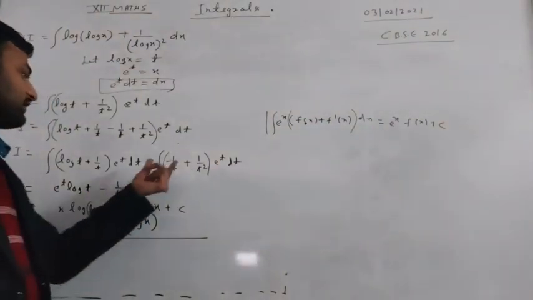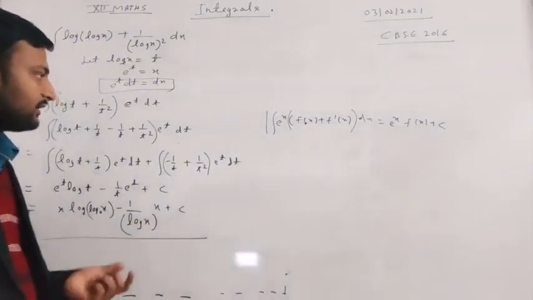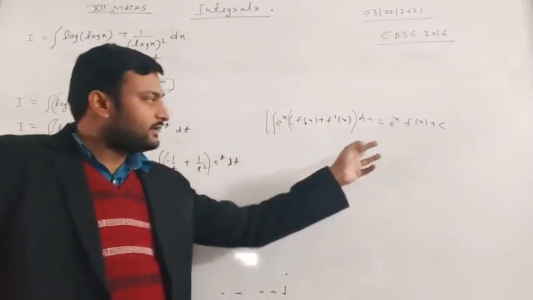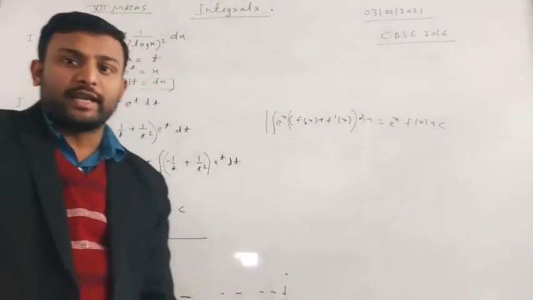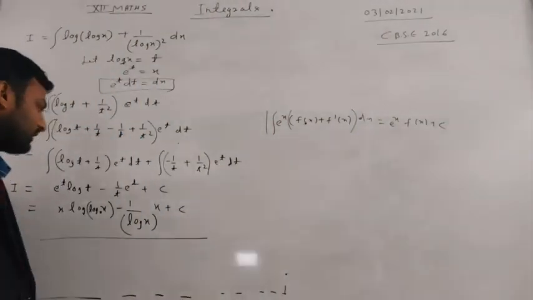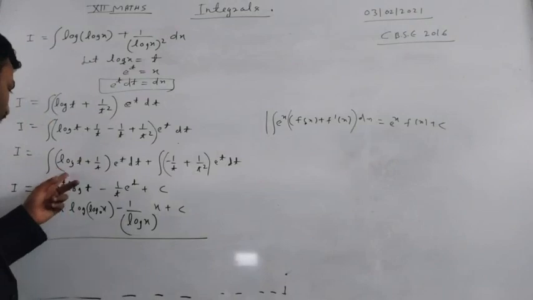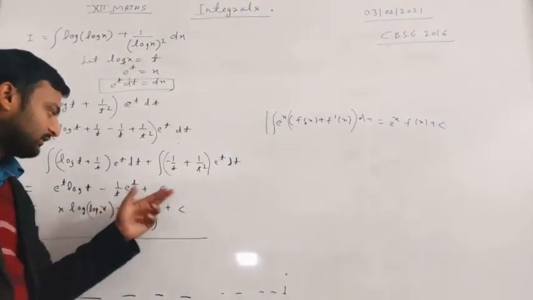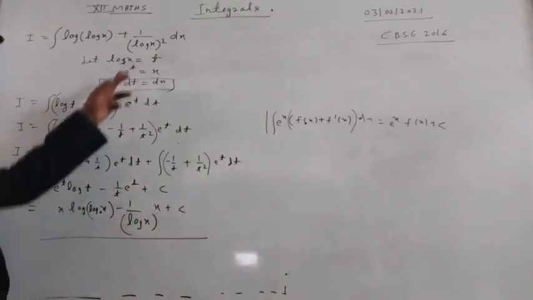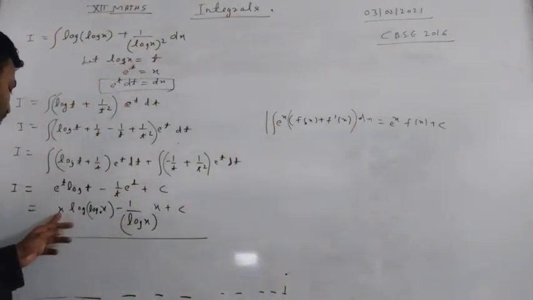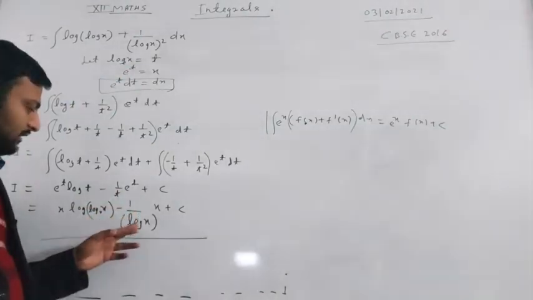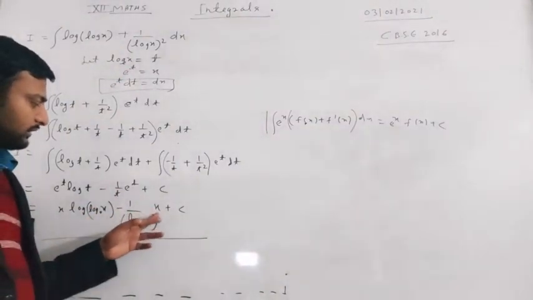Here we are again using the identity: e to the power x (f(x) plus f dash(x)) is equal to e to the power x f(x). So here we write e to the power x log x minus 1 by x e to the power x plus c, and t is log x. So we can write x log x minus x by log x plus c.